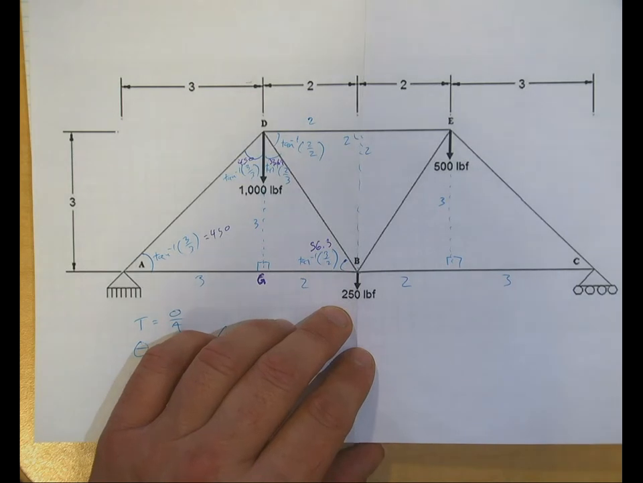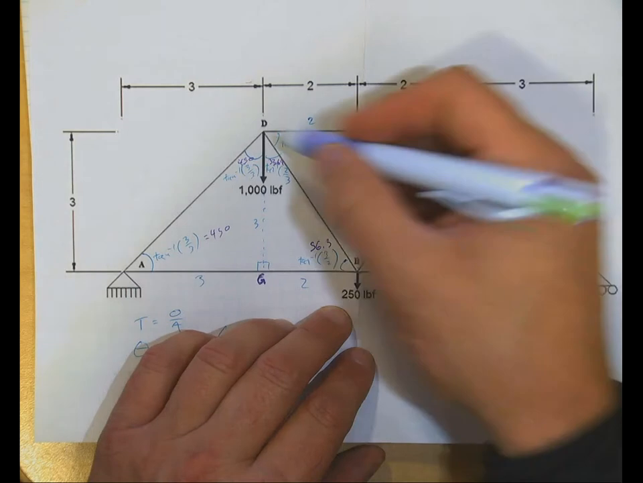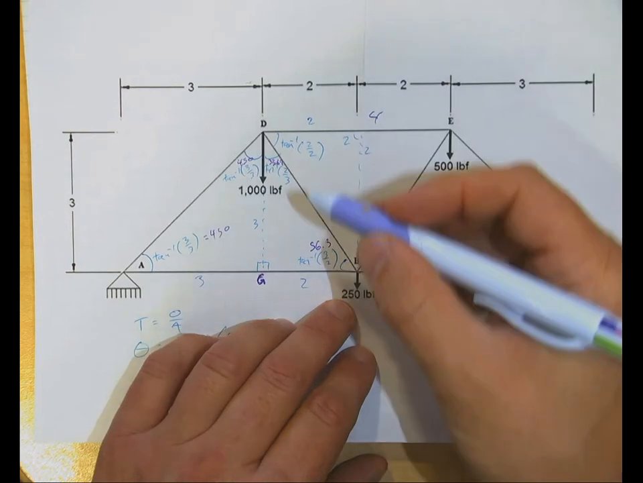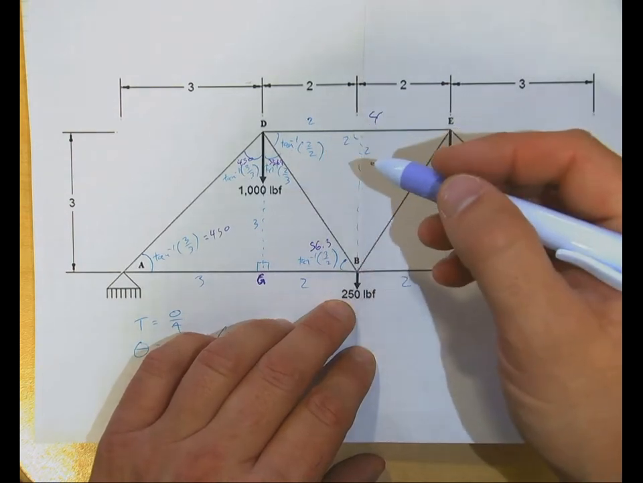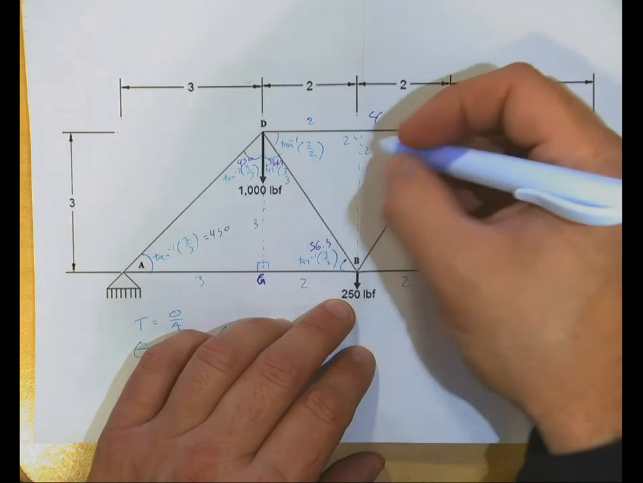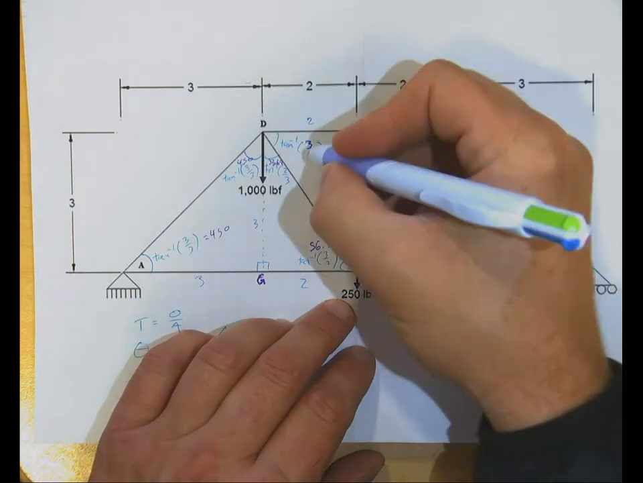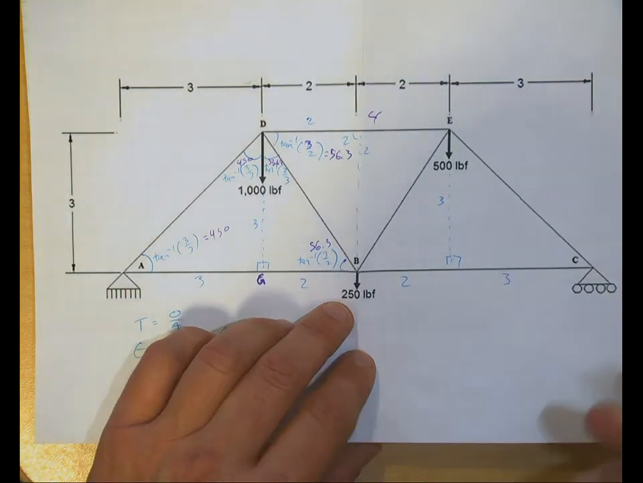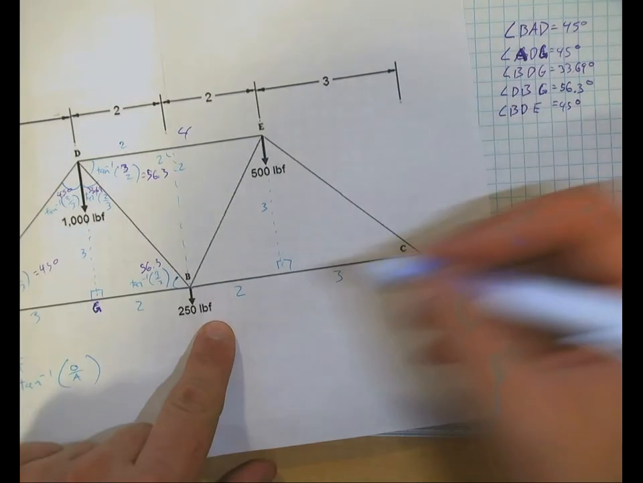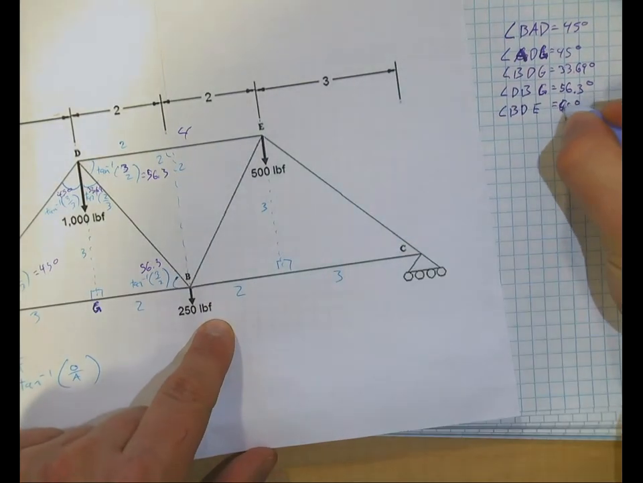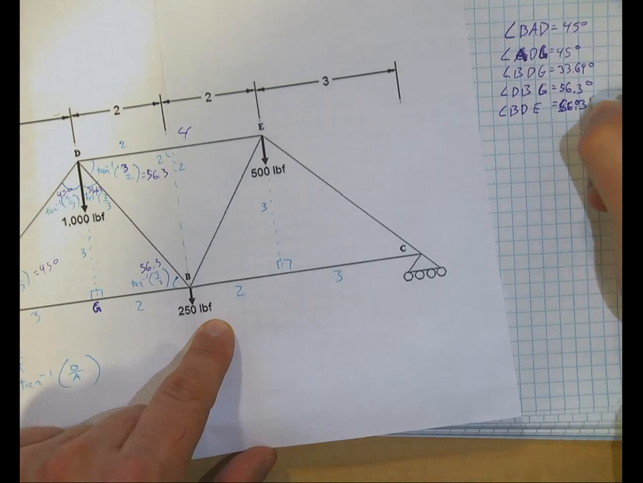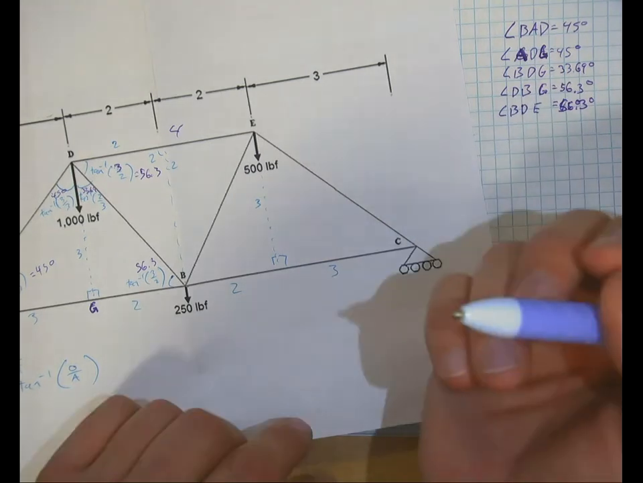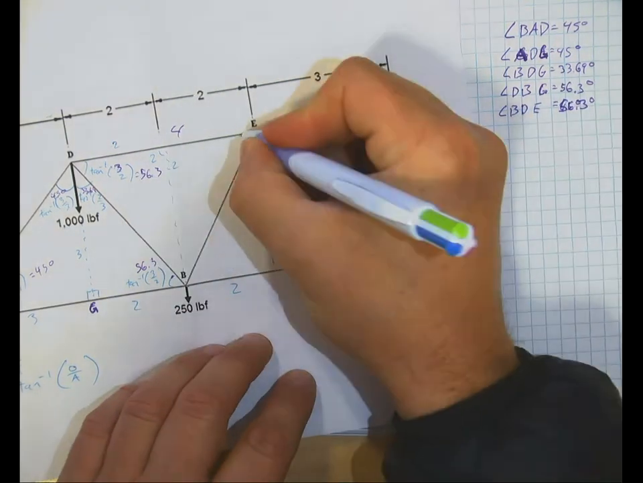Where am I wrong? BDE? Yeah. Oh, you're completely right. It's 2 over 3. I apologize, 3 over 2. Sorry about that. It's 56.3. Is that correct? Okay, awesome. BDE is 56.3. Then we can go ahead and basically flip over all the rest of the angles.